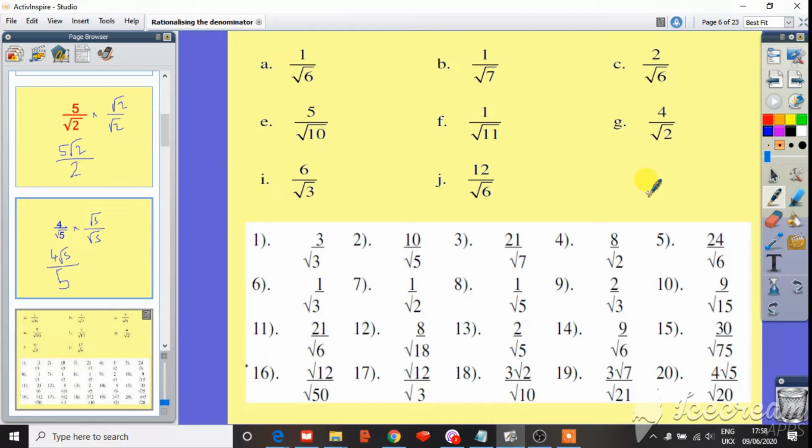Now, if you've got a calculator, your calculator will naturally rationalise the denominator. So if you want to, work it out. I'm not going to show the answers, but if you do 1 over the square root of 11, it will naturally rationalise it for you.